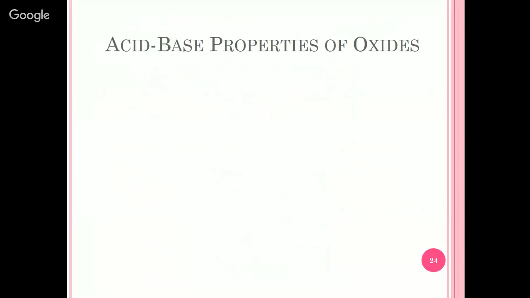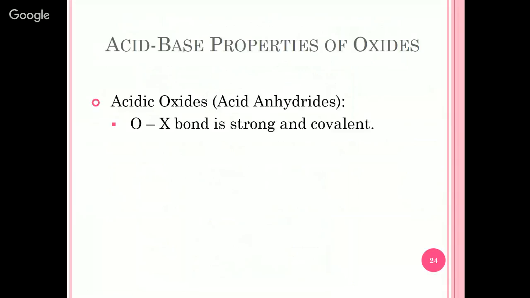So, acid-base properties of oxides. What happens when we have a metal oxide versus a non-metal oxide? Acidic oxides, or acid anhydrides, involve covalent bonds, which means X needs to be a non-metal, and we have a very strong bond between these two elements. For example, sulfur dioxide, nitrogen dioxide, carbon dioxide: we can dissolve these into water, and each of these will produce an acid. So we have sulfur. There's an electronegativity difference between our central atom and our oxygens.